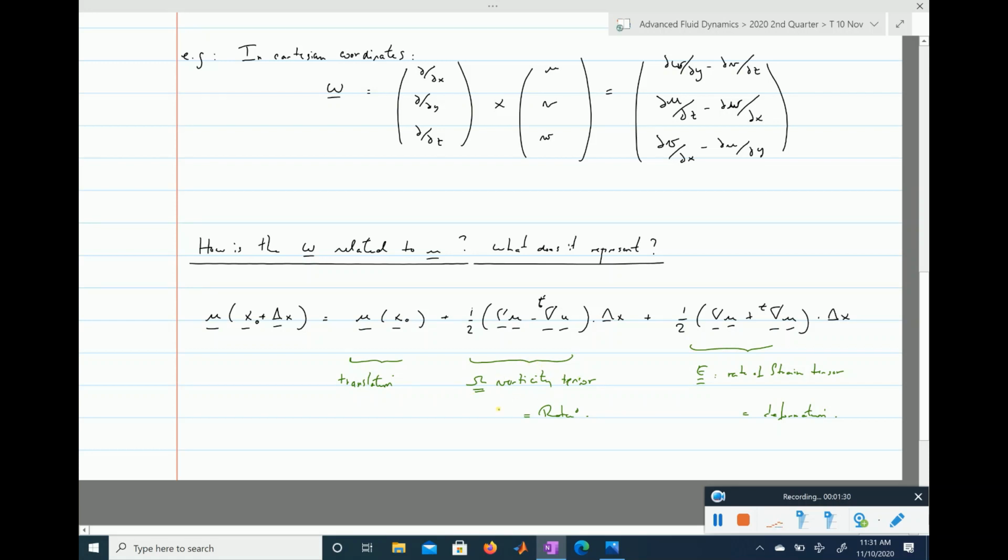Of course, this vorticity tensor is directly related to the vorticity vector. In fact, if you write the components of this tensor, for instance, you have 0 on the diagonal, and on the first column you will have from this term partial u partial y minus partial v partial x, and in the third column you will have partial u partial z minus partial w partial x. Right, so let me write this tensor.